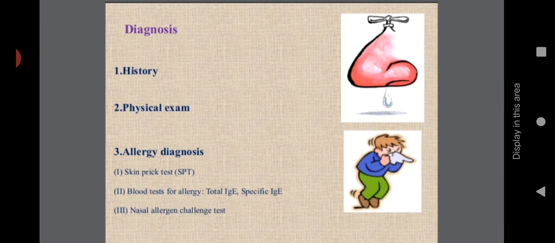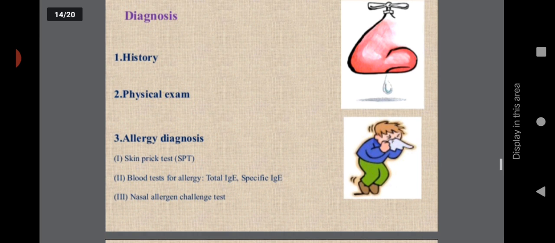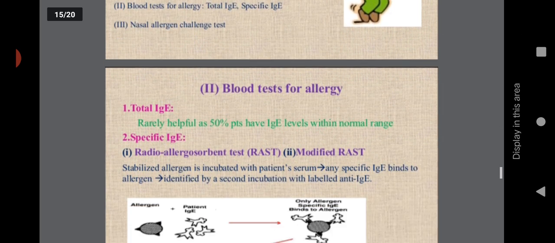The first one is history collection. Collect the history about the person: past, present, and any allergic history, occupational history, living conditions. Then physical examination should be done, checking for any kind of obstruction or foreign body presence. Then allergic diagnostics, in which the skin prick test is there. Then a blood test for allergy, where we can identify total Ig and specific Ig. Then the nasal allergen challenge test. So these are the allergic diagnostic tests we are doing for rhinitis.